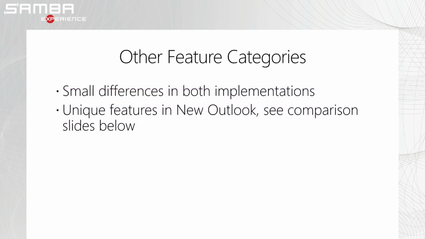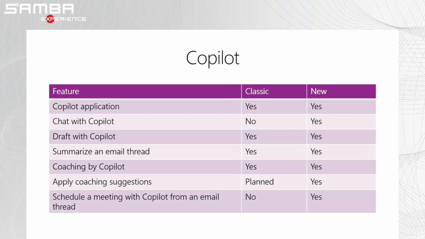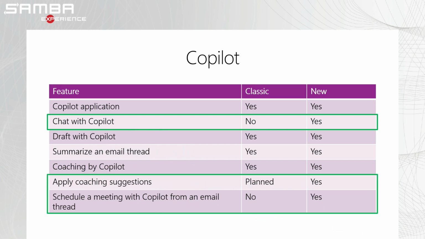I have several slides below for different feature categories, and I will highlight differences between implementations if they exist. Copilot. It is deeply integrated in new Outlook, allowing you to retrieve information contextually and take action, all while being able to use Outlook side by side with chat. It supports conversation about your organization data, information from the web, questions about the email you're viewing, and it even allows you to take action directly in Outlook. Highlighted in green are features that are unique for new Outlook.